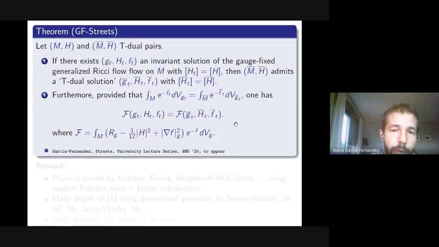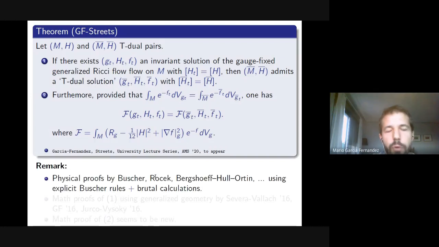But what is new and didn't seem to be in the math literature is this second part. So if you normalize the volumes of these functions to be equal on the initial manifold and the T-dual, one has that the two generalized Einstein-Hilbert actions agree along the flow for the given solution and the T-dual. And this is the formula for the functional.